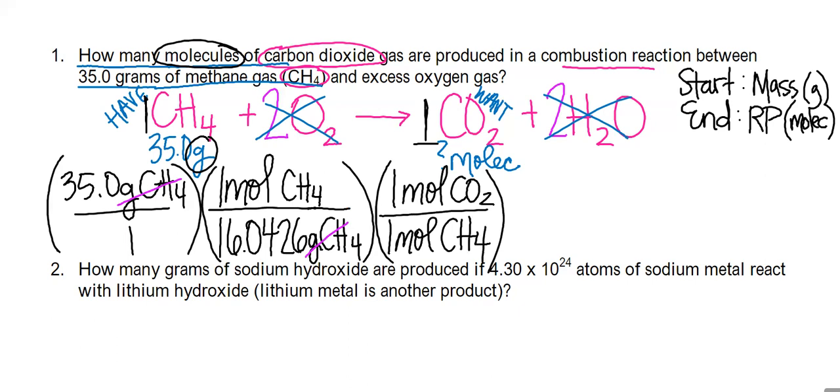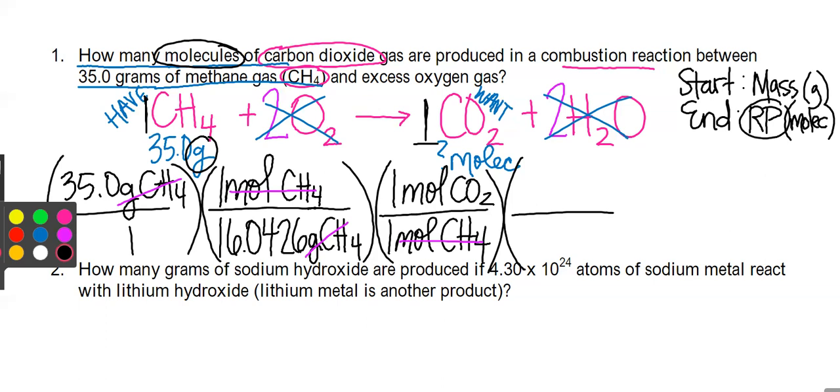And the reason why the CH4 goes in the denominator is so that the moles of CH4 cancel out. Remember, we don't cross off numbers. We only cross off units when we're crossing things off. Okay, and the last parenthesis. Now, this is different than last week. Okay, we are going to the RP circle.